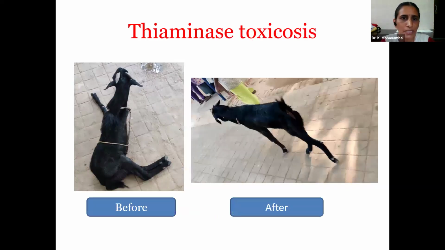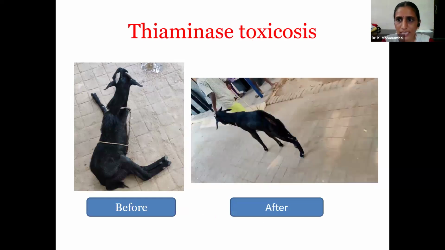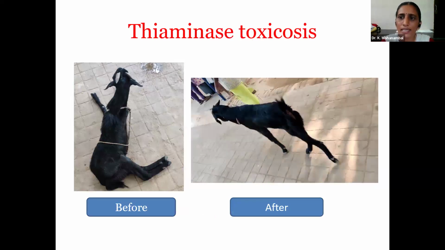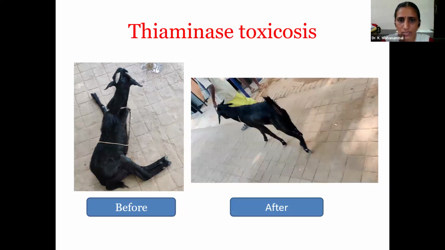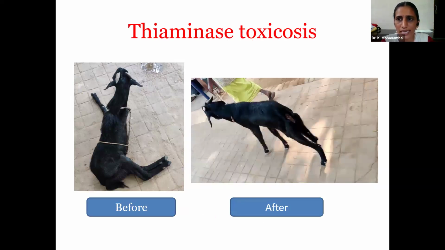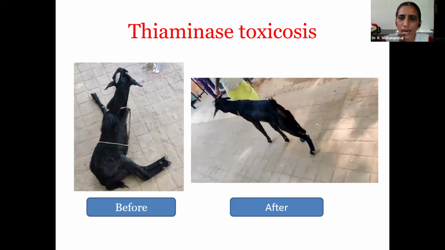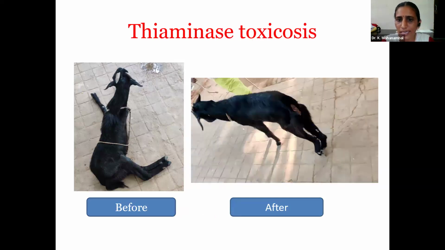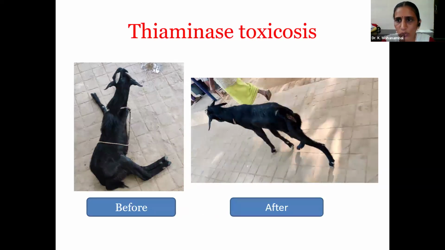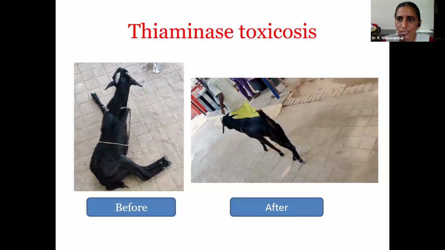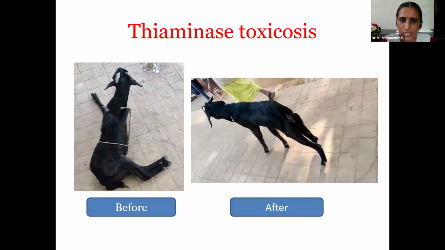This is a case presented to our clinic with signs of recumbency, unable to get up, and the coordination was not proper. When we made the animal stand, it could not walk properly. But after treatment with thiamine, the animal could walk properly. The gait and everything became normal. So this is a case of thiamine toxicosis. The owner reported that after the animal went into the grazing land, it presented with the clinical signs.